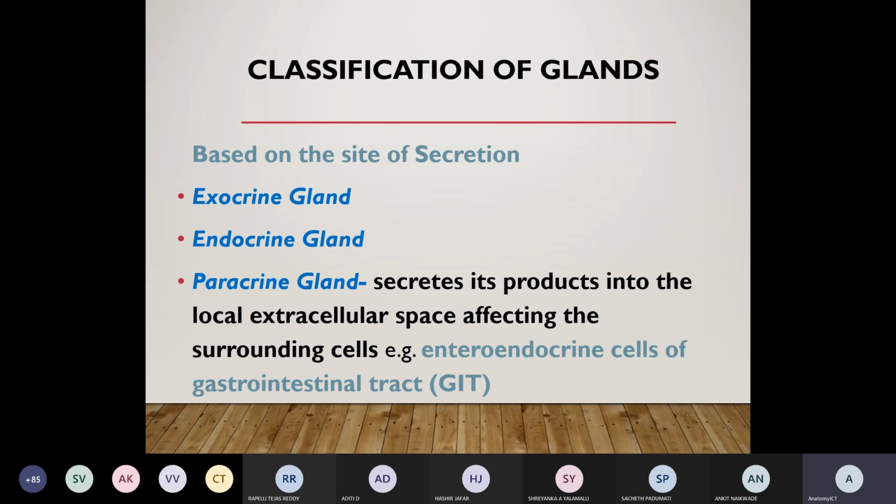Example, enteroendocrine cells of the gastrointestinal tract, which we have just seen. Now, what is endocrine and what is exocrine? Endocrine, we already know, means the secretions from the organ or gland move from one place to another without tubes. It means this secretion flows through the blood vessels, and it is 100% hormonal action.